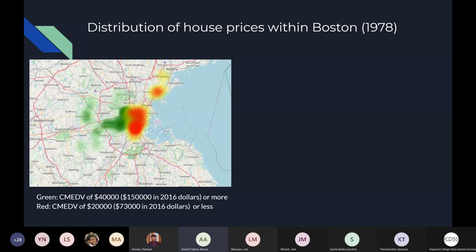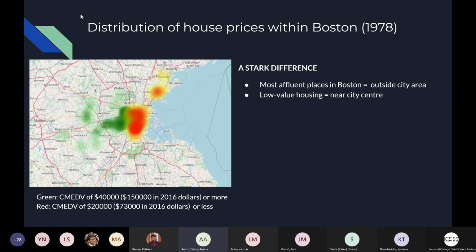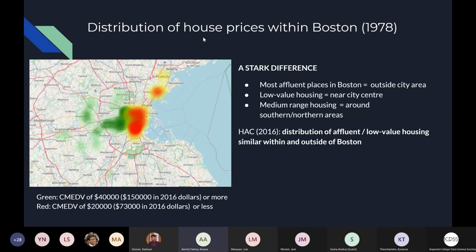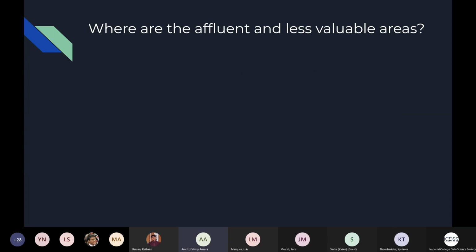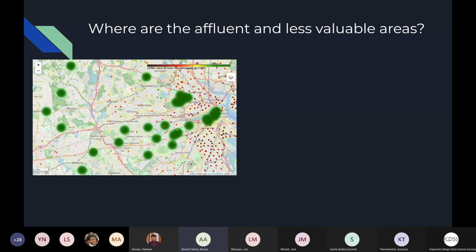Now towards the spatial analysis of house prices. The heat map to the left shows the concentration of very high value housing, which is mostly outside the city, while low value housing is near the city center. But according to the Housing Assistance Council, in 2016, this distribution is similar in and out of Boston. Let's go to the next point. This is most likely to be an effect of house price increases even after adjusting for inflation.